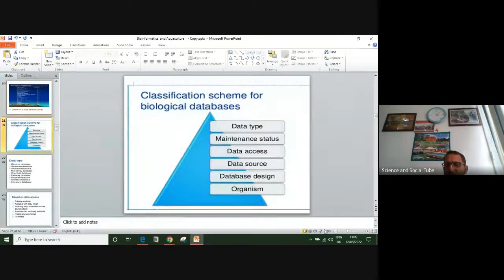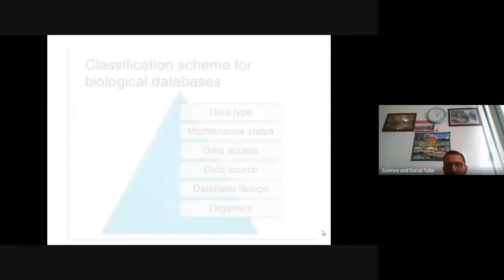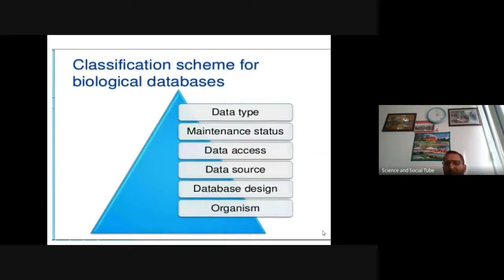So that's what I was talking about: the classification of databases depends on the type of data, meaning what type of data is there, whether the data is primary or secondary, whether it is the first data that the person is submitting, or who is maintaining it.